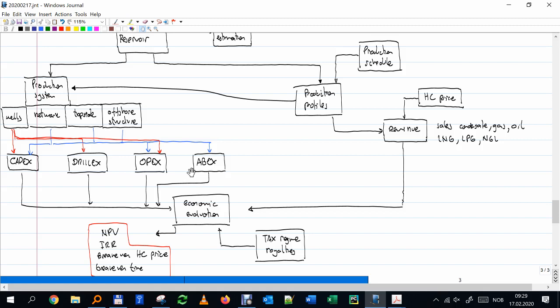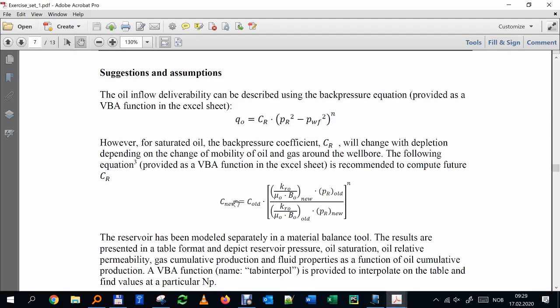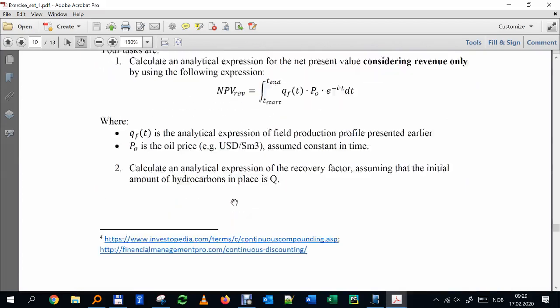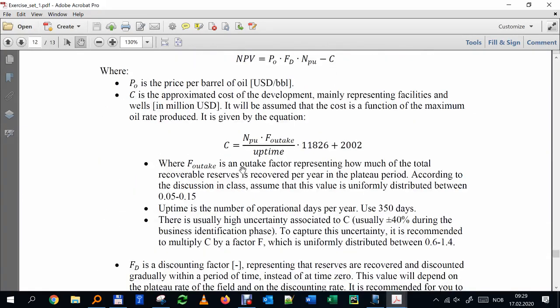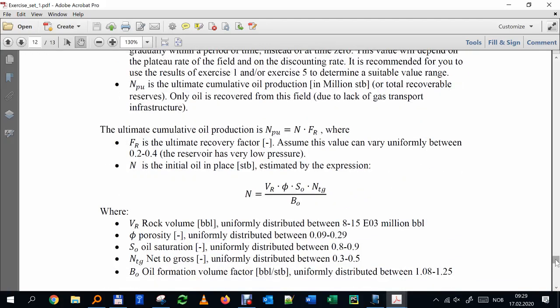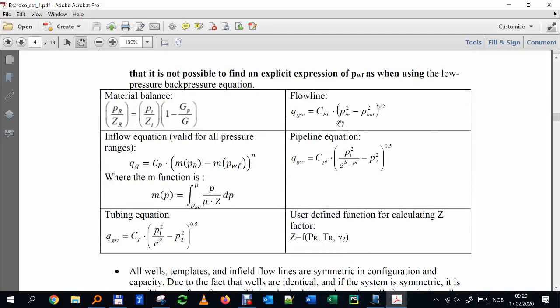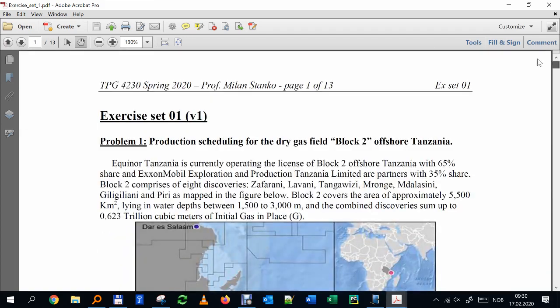Okay, while in problem 1 of exercise set 1, okay, so that's problem 6, you have to use a simplified approach to estimate cost. And in problem 1, actually you get all the values to make a proper NPV estimation. This problem is about Block 2 in Tanzania.